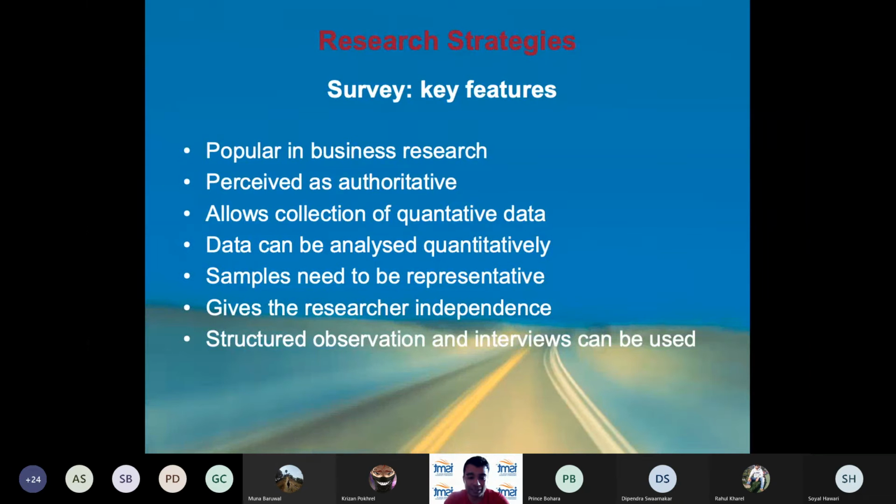It allows the collection of quantitative data. Experiment also allows the collection of quantitative data. Data can be analyzed quantitatively. Samples need to be representative, and it gives the researcher independence, meaning you draw a conclusion without putting in your opinion or perception. Structured observation and interview can be used. So you have also done the same thing. I think you prepared a set of questionnaires, went to the organization, and asked individuals to give responses to that particular set of questions that you prepared.